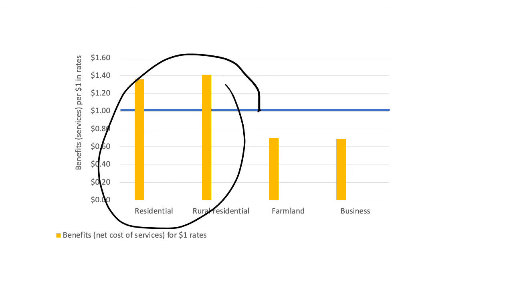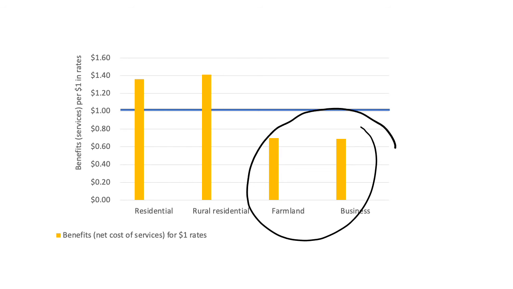But bearing that in mind, what this information is suggesting is that residential and rural residential ratepayers are getting a very good bang for their buck. They're getting about $1.40 in services for every dollar in rates that they put in. Farmland and business ratepayers, on the other hand, are only getting about 70 cents worth of benefits back for each dollar of rates that they put in. But it's important to think back to those key tax principles. The benefits that people receive is only part of the story. The other part is the ability to pay.